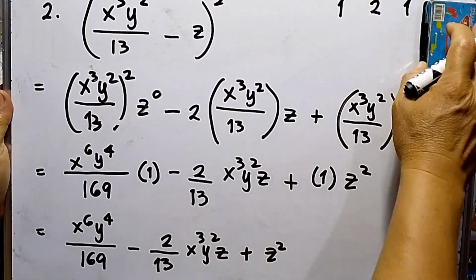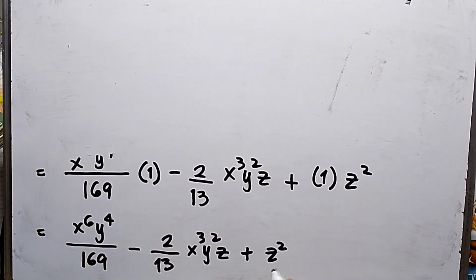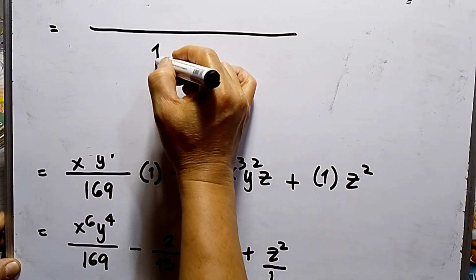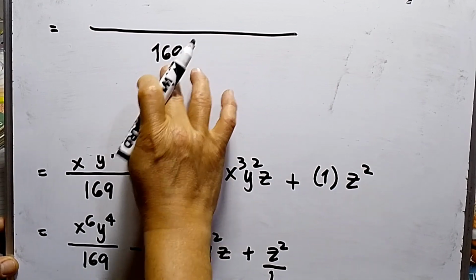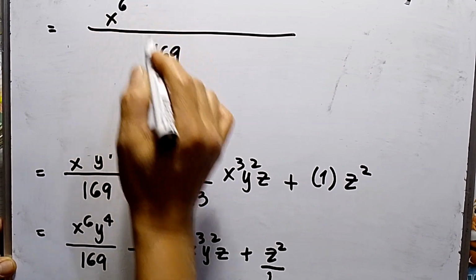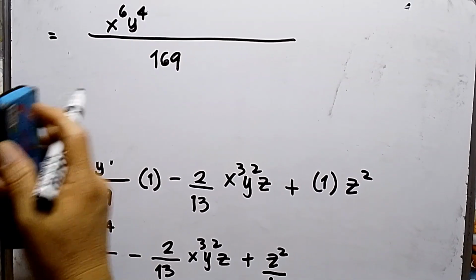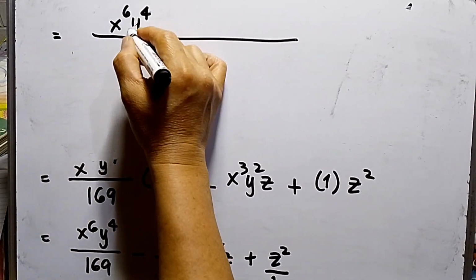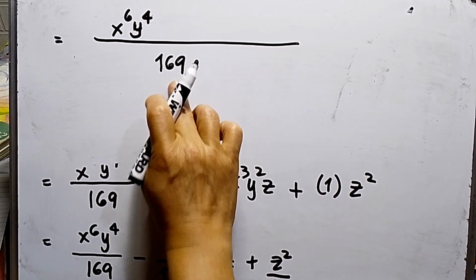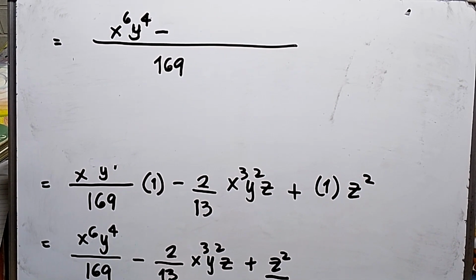Okay, to get the final answer for number 2, I need to find the LCD between 169, 13, and there is 1 in here. So the LCD is 169. So 169 divided by 169 is 1, times the numerator, that will be x to the 6, y to the 4th. I will make it clear for the y. So y to the 4th, and then 169 divided by 13 is 13. 13 times 2 is 26.